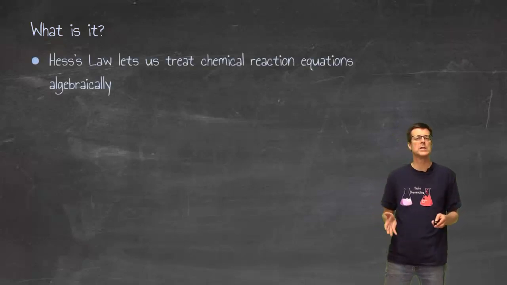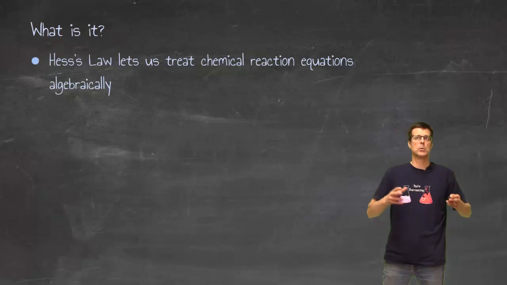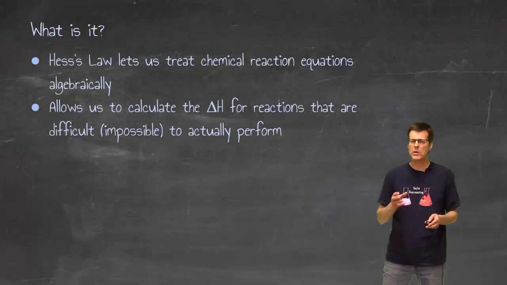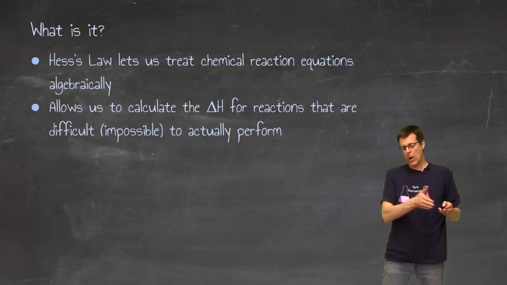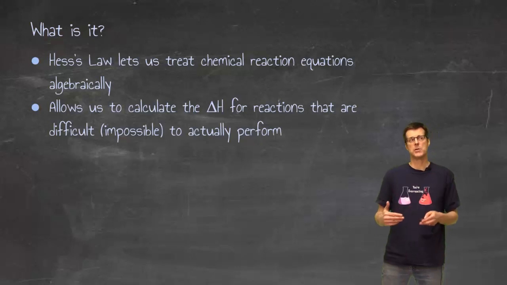So what is Hess's Law? Hess's Law, in short, allows us to manipulate reactions and treat them algebraically in order to rearrange them to calculate the energy in reactions that we cannot actually do easily or at all. In other words, if I have a reaction on paper that cannot be done in reality, but I want to know the energy that would be involved, then I can use Hess's Law.